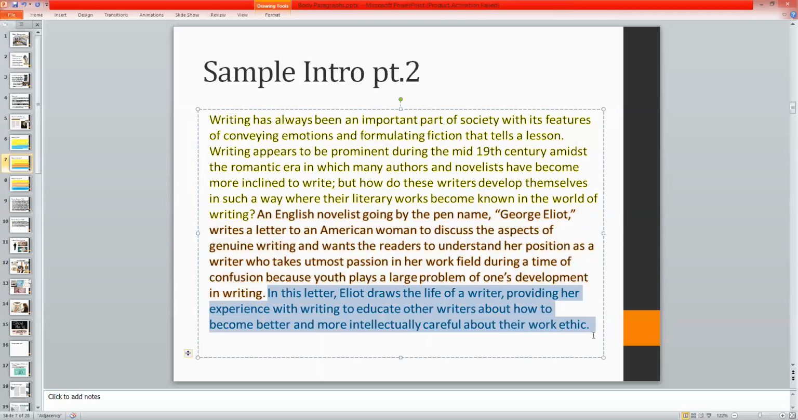In this letter, Eliot draws the life of a writer, providing her experience with writing to educate other writers about how to become better and more intellectually careful about their work ethic. And just like that, very concise, this is Brevity 101. She's drawing from the life of a writer, good. Providing her experience with writing, good. For what purpose? To educate, to help people become better and more intellectually careful. This is Thesis 101, and it does a really good job in terms of setting up the entire essay and just knowing what the work was about in the first place.